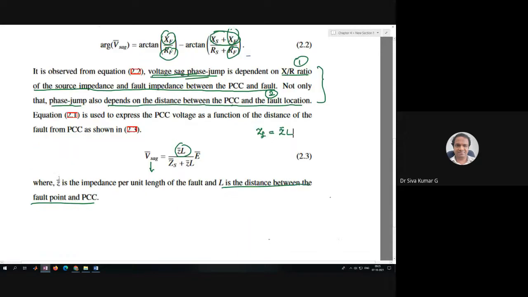See, so far we have seen that the phase angle jump is because of the X by R ratio between the feeder as well as the fault impedance. Okay, in the next class we will try to see the phase angle jump due to the transformer connection also.